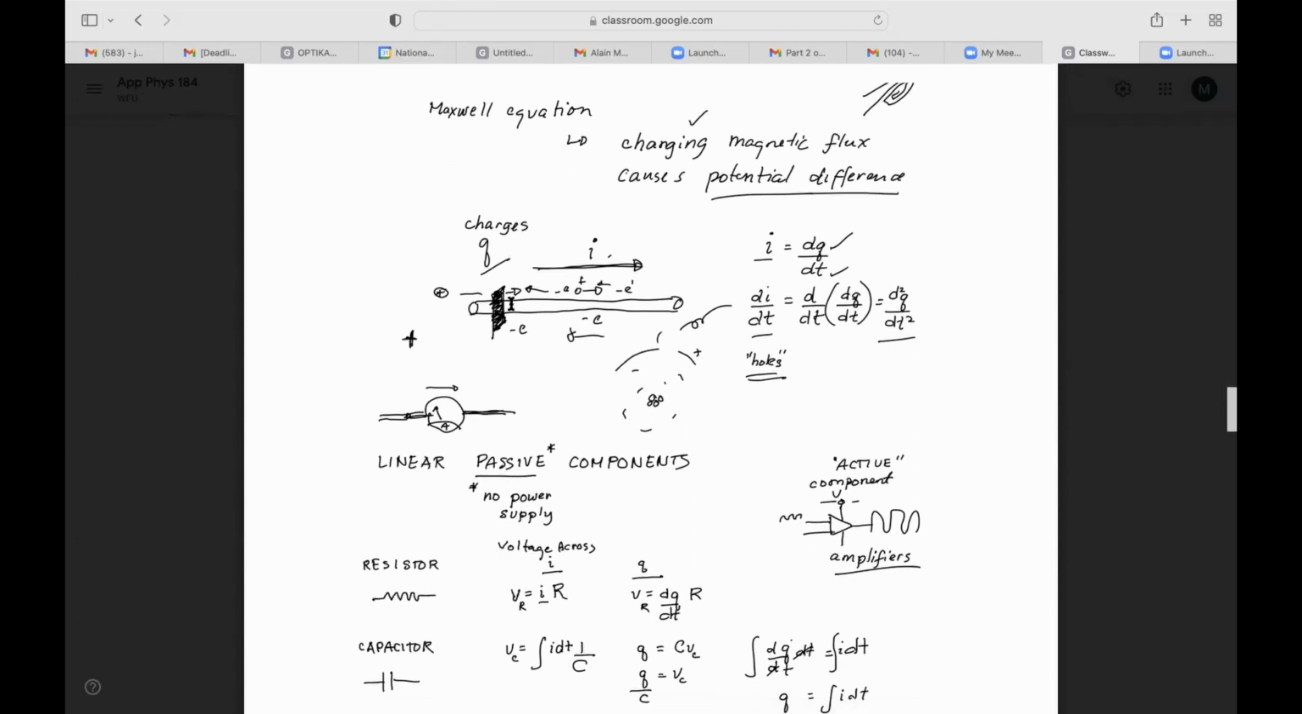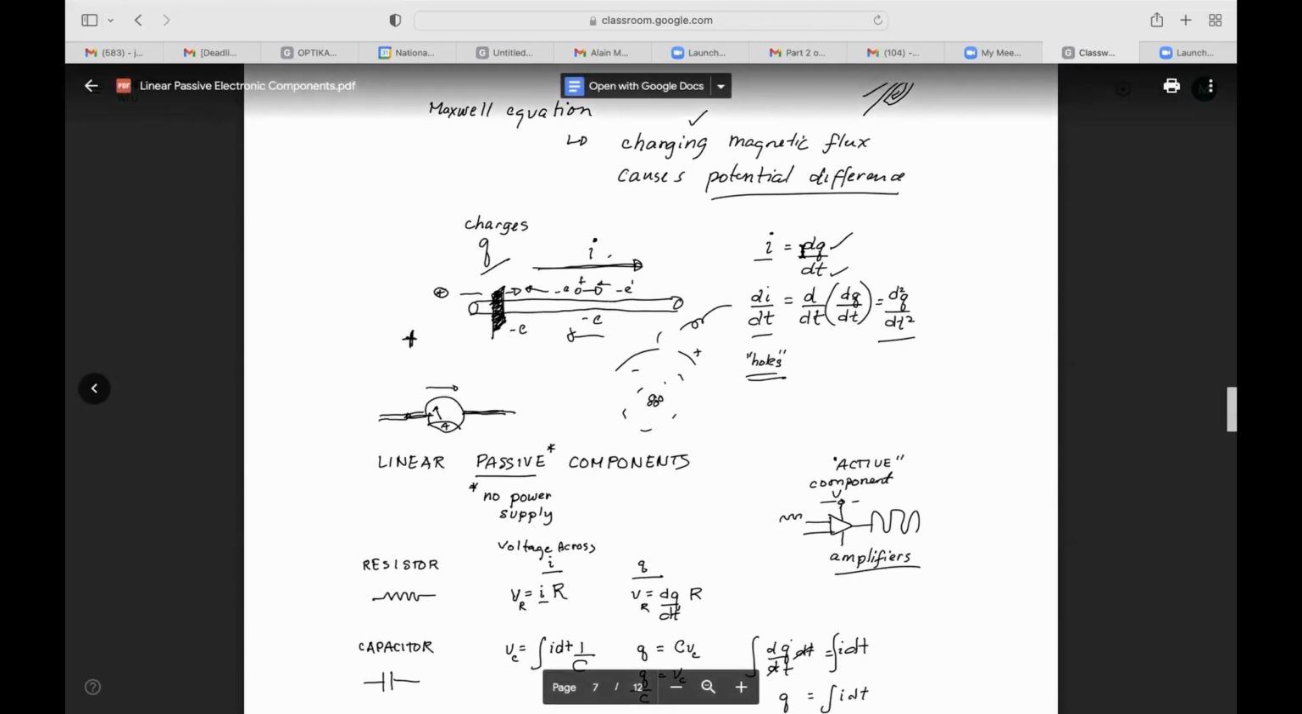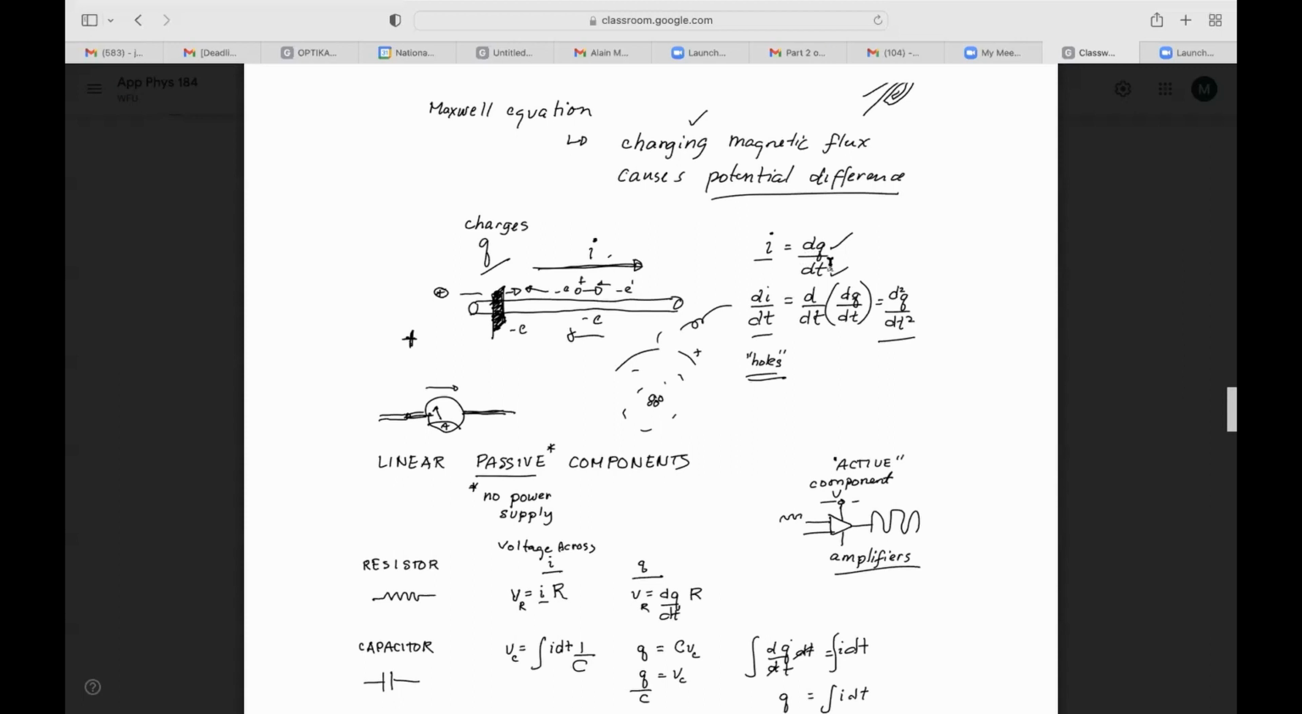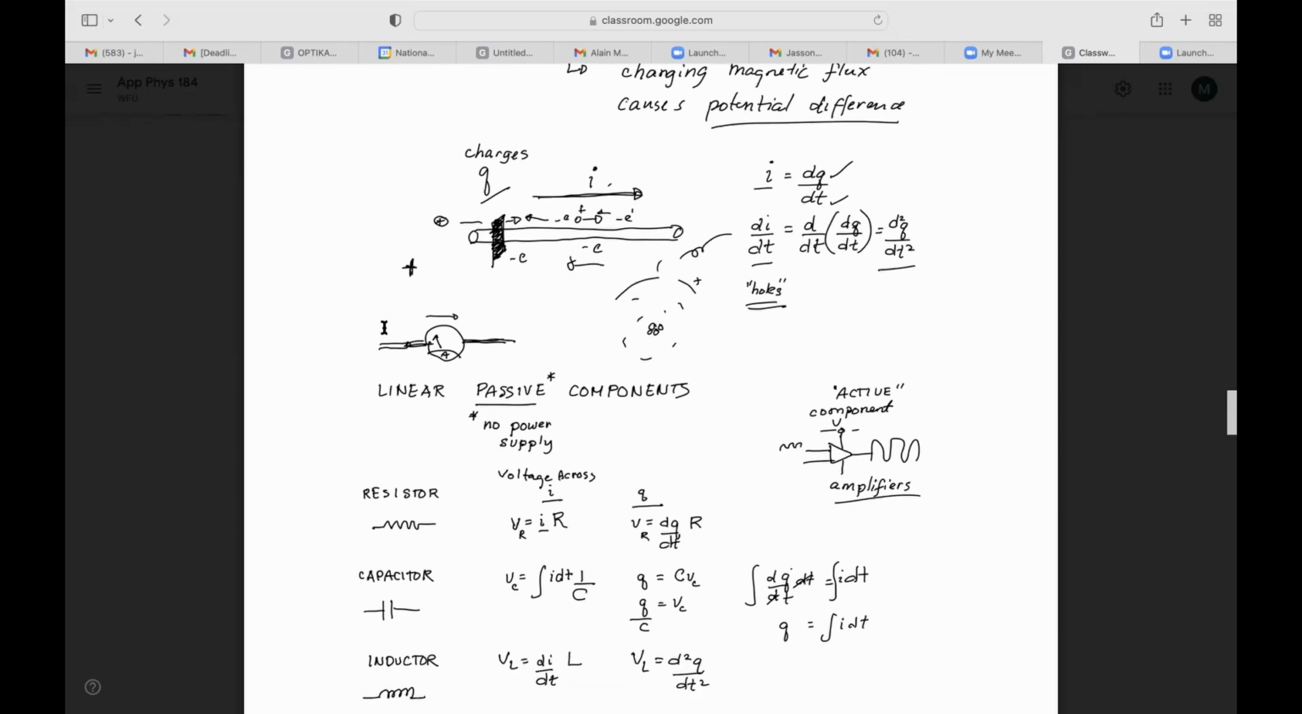A current passing through is essentially an amount of charge passing through a certain area. So we can express current as the rate of charge passing through in time. If you take the derivative of I with respect to t, then in terms of q, it's just the double derivative of q with respect to time. And here is just a drawing of how a current meter works. You have to cut the wire, and then insert the ammeter inside.